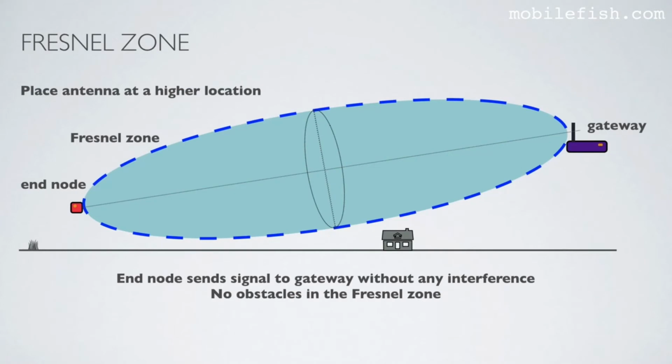So how can you avoid objects within the Fresnel zone? Well, place the antenna at a higher location, as you can see over here. Here's your end node, here's your gateway, and as you can see, there are no objects within the Fresnel zone. In this example, the end node sends a signal to the gateway without any interference, because there are no obstacles within the Fresnel zone.